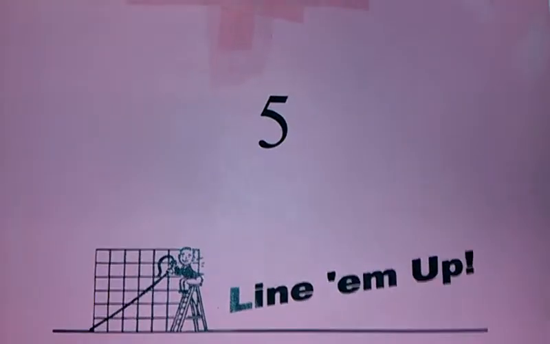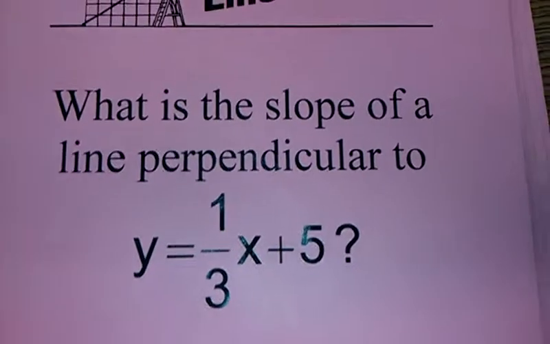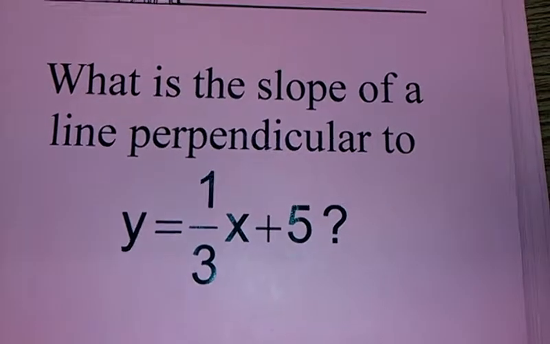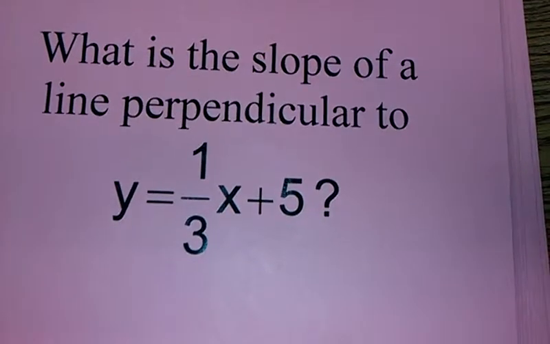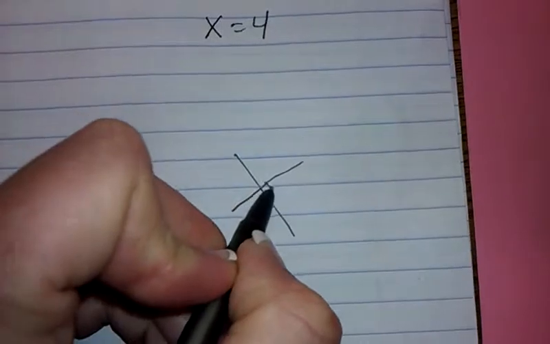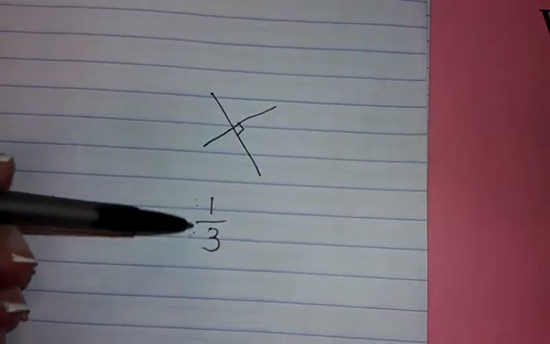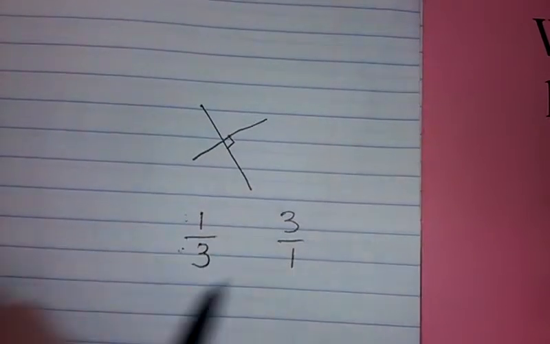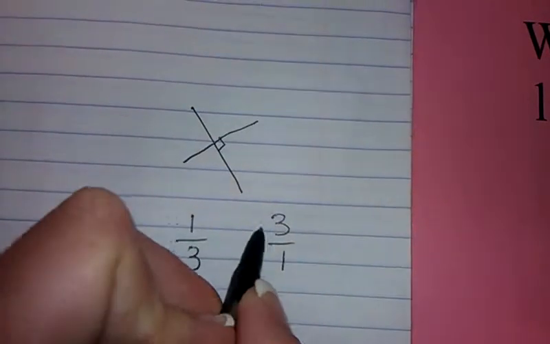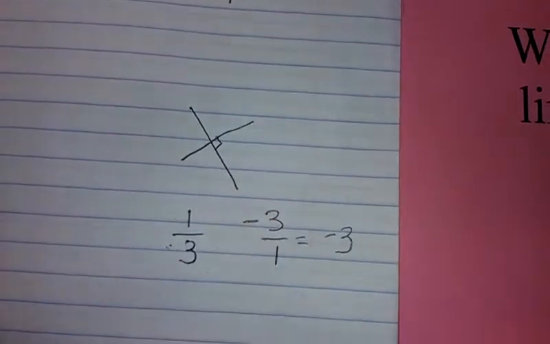So now I would come down here and this one says, what is the slope of a line perpendicular to y equals 1/3 x plus 5? Okay, when a line is perpendicular, that means that they cross at a 90-degree angle. Well, the slope that we were given up here is 1/3. If it's perpendicular, you're going to flip it over. It's going to be the reciprocal. So it's going to become 3 over 1, and since this is positive, this now will become negative. So it's negative 3.